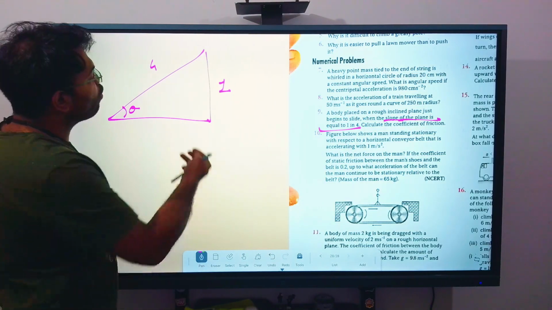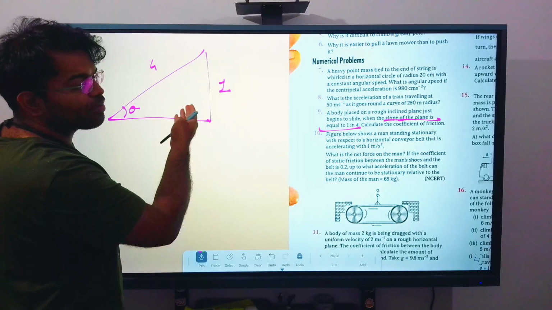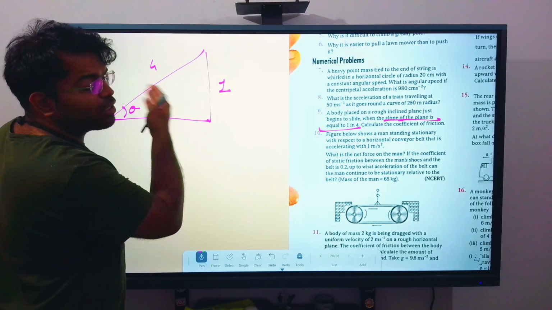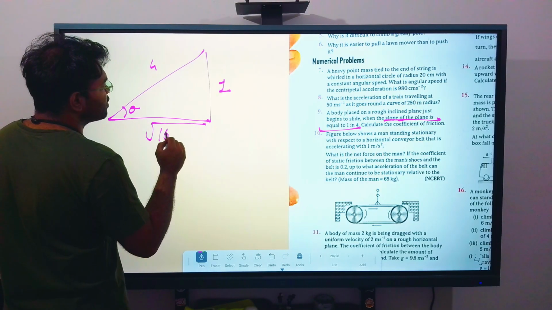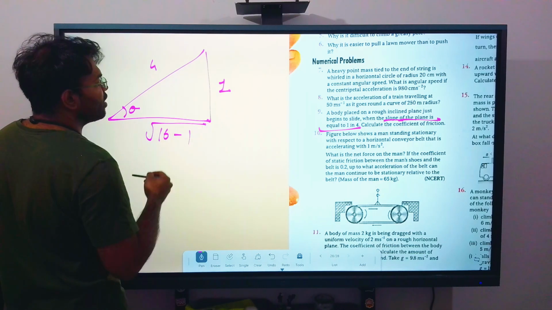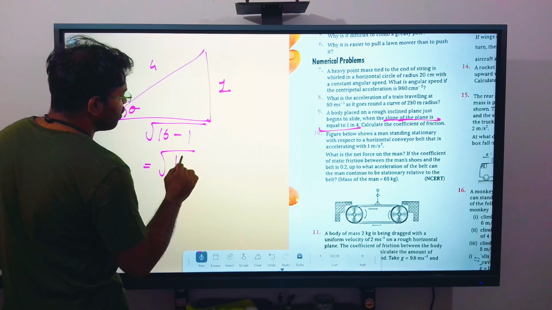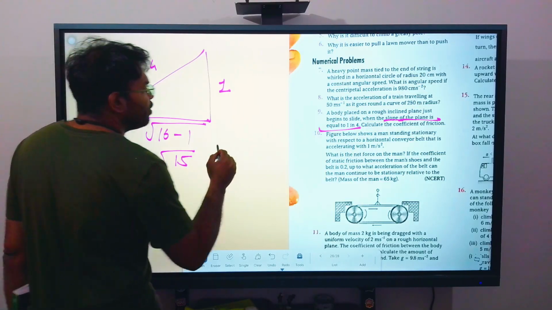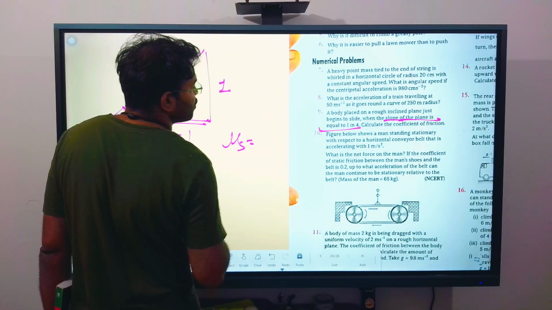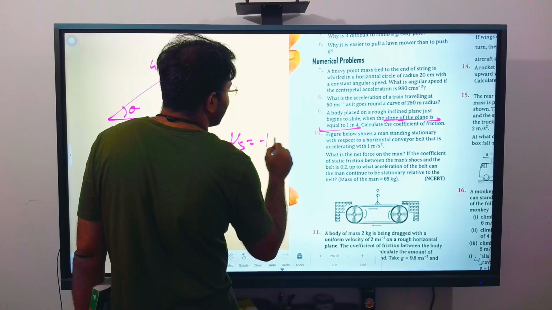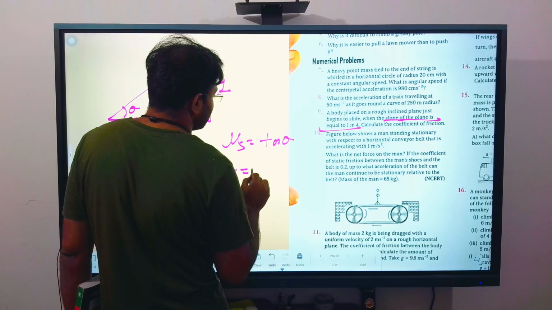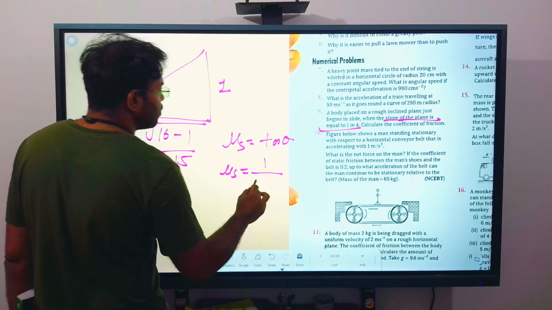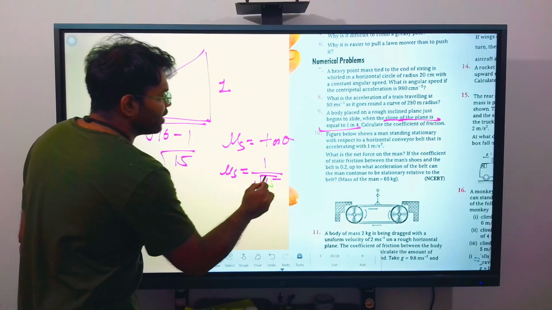Normal. You can always do this thing. No, what do you say? Pythagoras theorem. This will become what? This will become 16 minus 1, 4 square minus 1 square, which is root 15. So we know that the coefficient of static friction should be equal to tan theta. Therefore, mu of s is equal to 1 upon root 15. Isn't this easier?